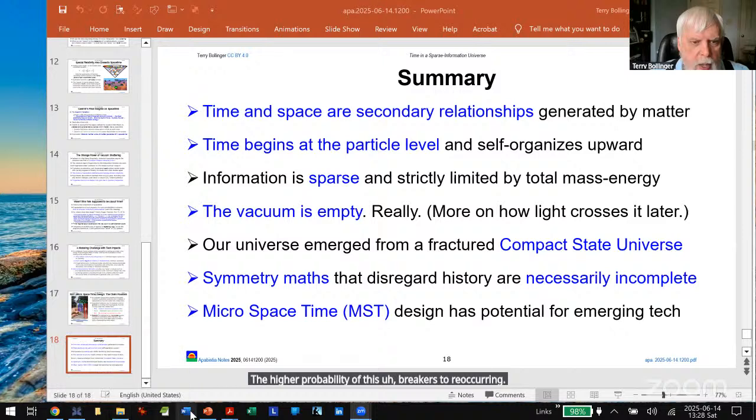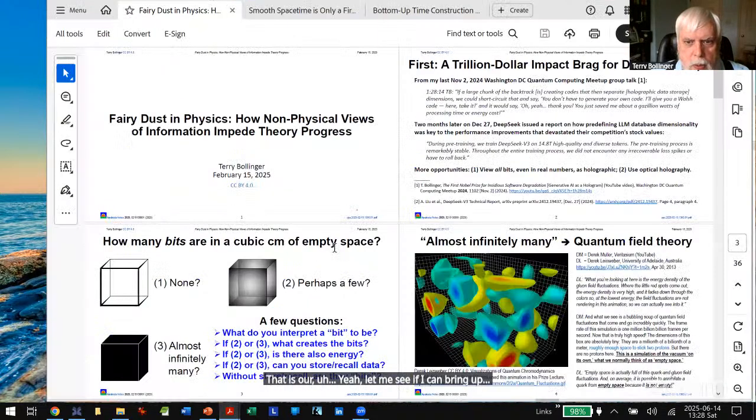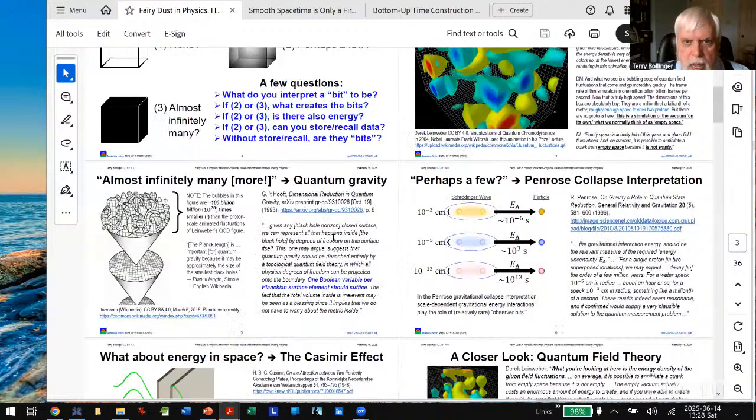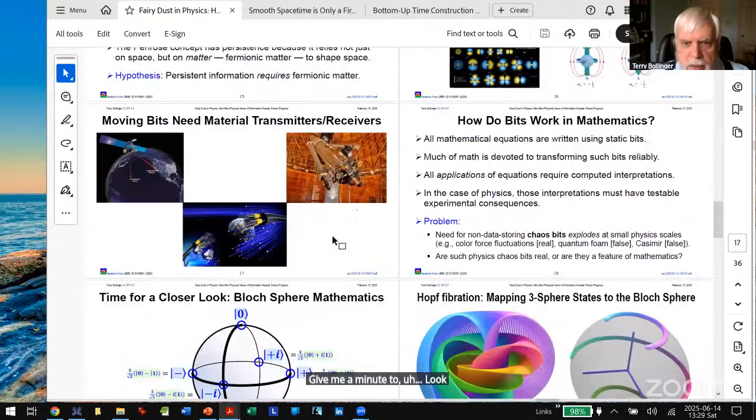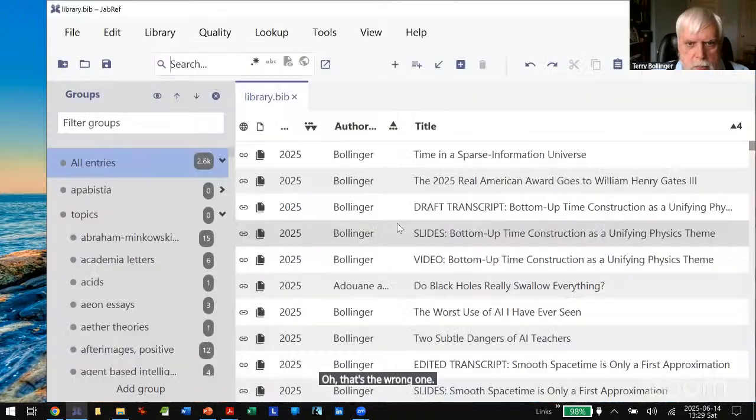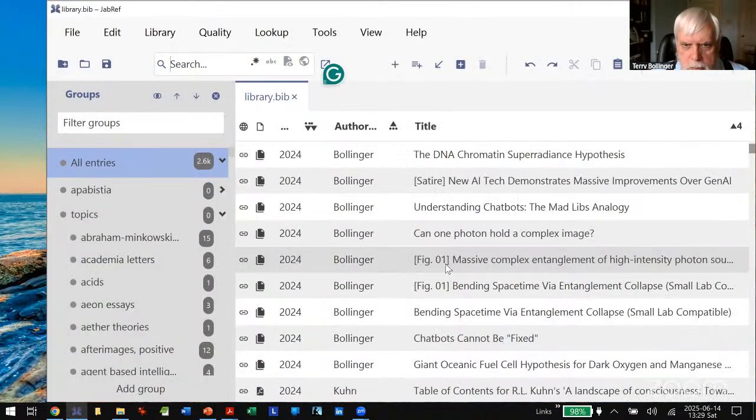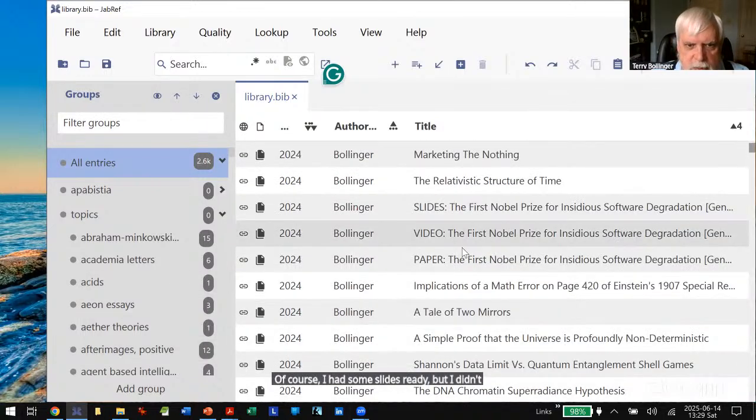Yeah, let me see if I can bring up a slide. Give me a minute to look here. That's the wrong one. Of course, I had some slides ready, but I didn't have that particular one ready.